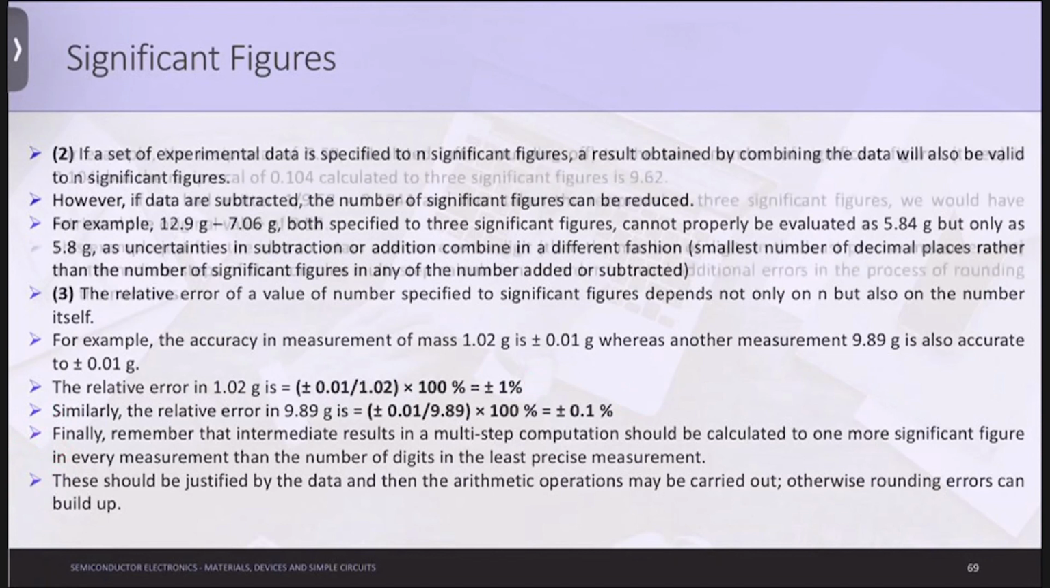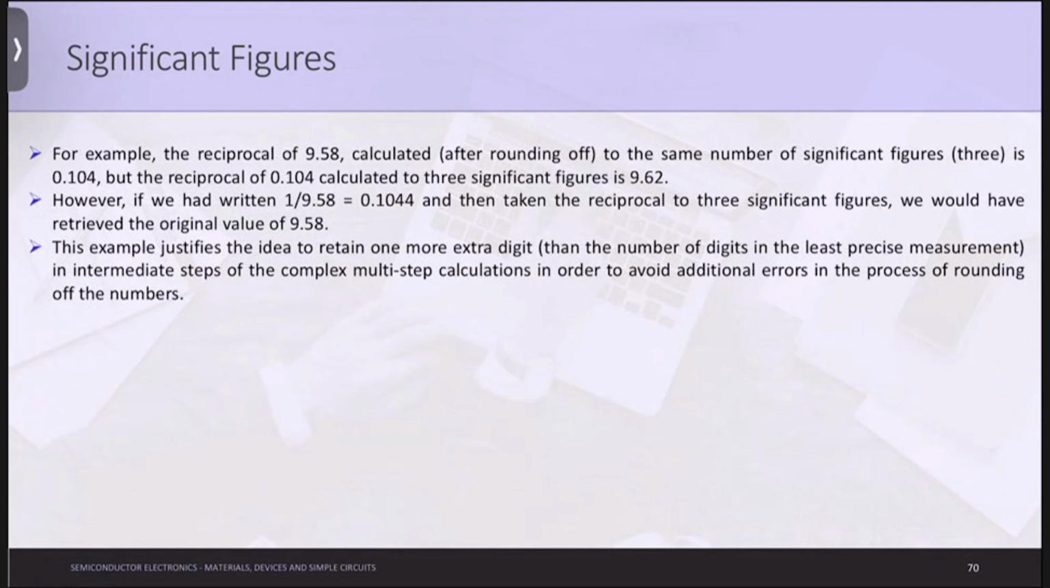Okay, so for example, the reciprocal of 9.58 calculated to the same number of significant figures is 0.104, but the reciprocal of 0.104 calculated to 3 significant figures is 9.62. Okay, so it's very evident because sometimes reciprocals also come up. So if the question asked is to find the reciprocal of 9.58, your answer would be 0.104 only. But you cannot ask why, if I take the reciprocal of this, I'm getting 9.62. You know the reason behind this, because there is an uncertainty happening when you're trying to find the reciprocal.